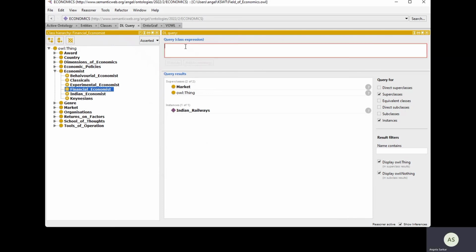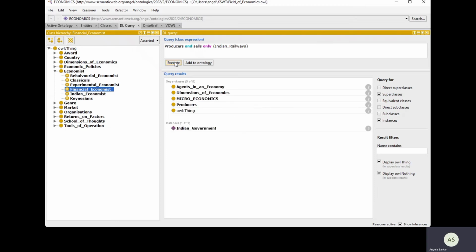Let's see who sells Indian Railways. Producer is a kind of producer and sells only Indian Railways. Since we have already found that Indian Railways is acting as a monopoly, let's see who are the monopolists or the producers who sell Indian Railways. So Indian government is the answer. So this is what it is all about.